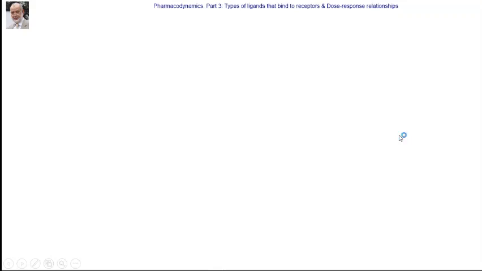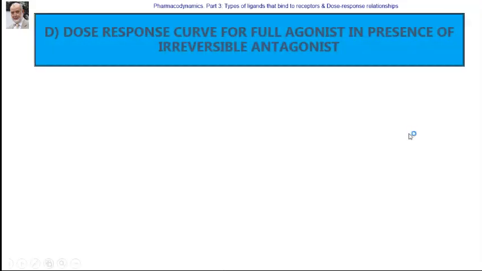The second type of pharmacological antagonists are the irreversible antagonists. Irreversible antagonism, as we have said, means that once the antagonist binds to the receptor, that's the end of the receptor. The receptor is dead, like it is not there.